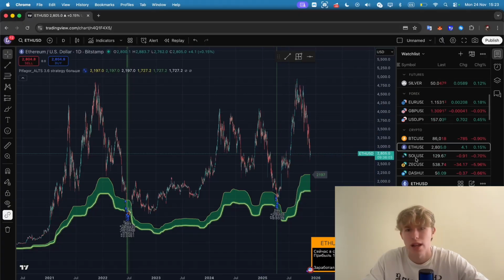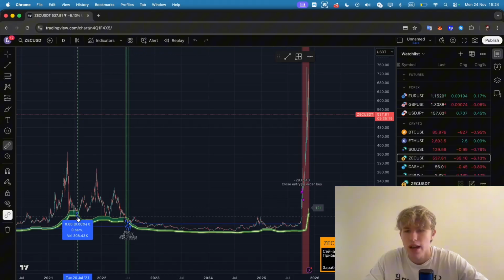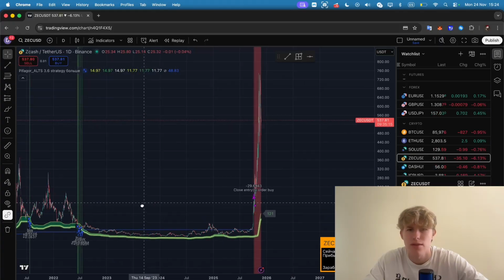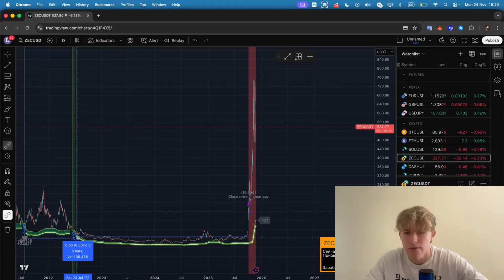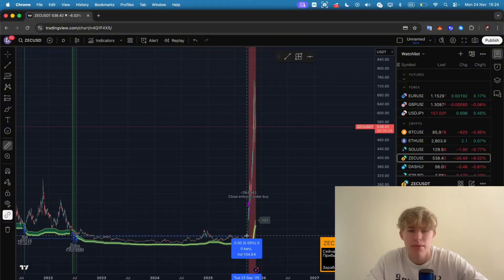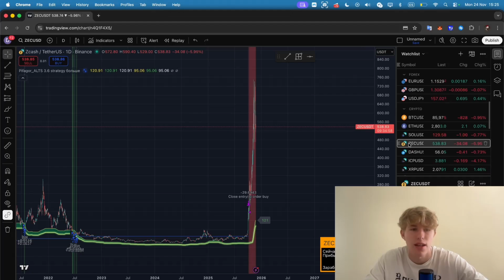So let's move to the next one. Next one is Zcash, or ZEC. We had some entries here and we got 260%, basically almost 3x. From here, these are buys in the bear market. You have waited a lot of time, and now it's boom, plus 1300%. You can see it right here.